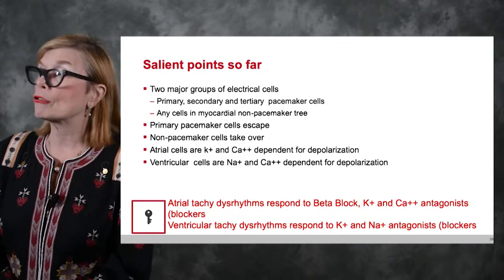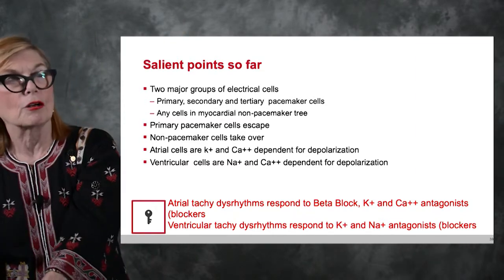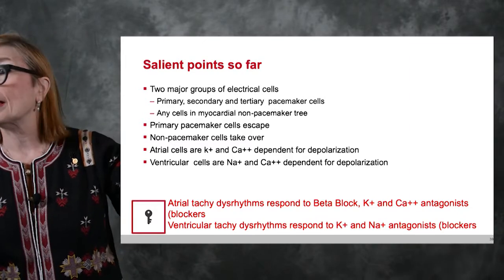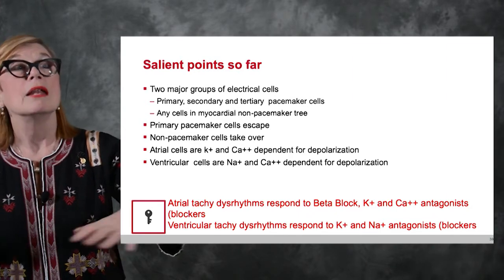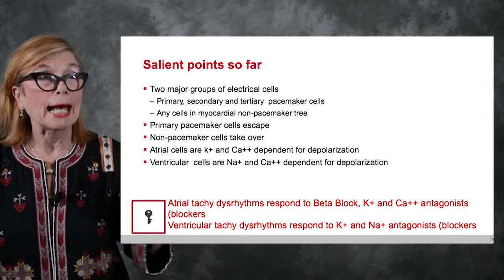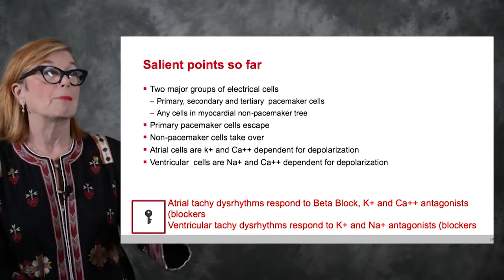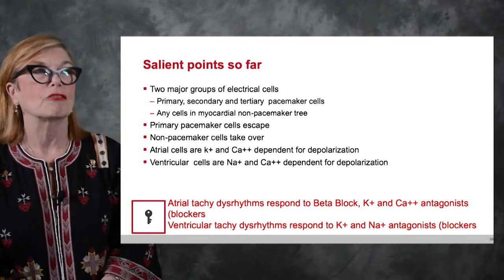We have two major groups of electrical cells. We have the pacemaker tree and we have the myocardial branch, the myocardial muscle mass. Primary pacemakers are found in the sinus node, AV junction, and Purkinje fibers. Non-pacemaker cells, everything but those electrical ones, can depolarize the heart if they are ischemic or if electrolytes are out of balance so that those other cells reach the threshold first.